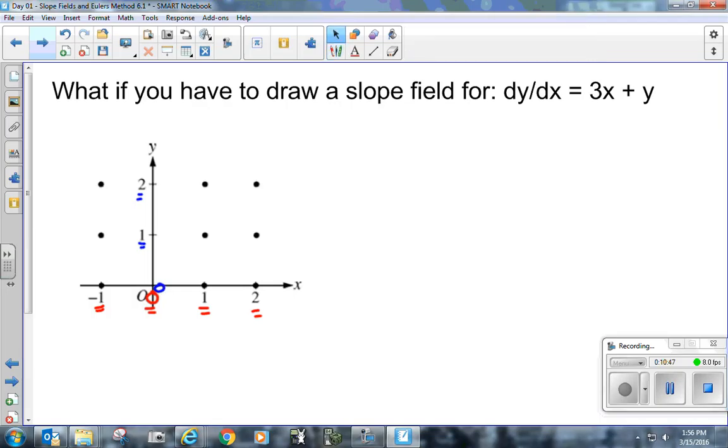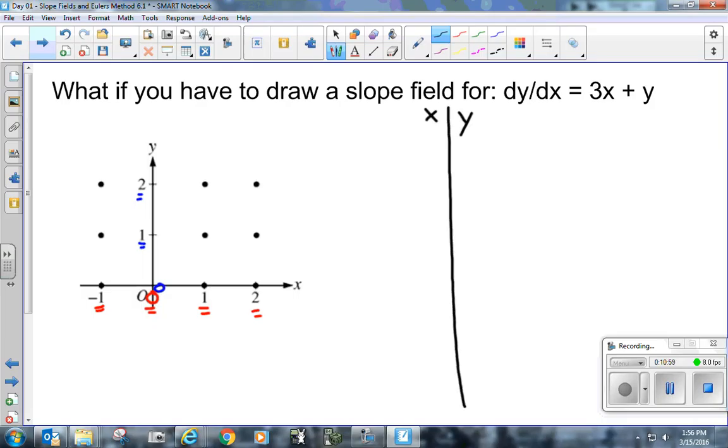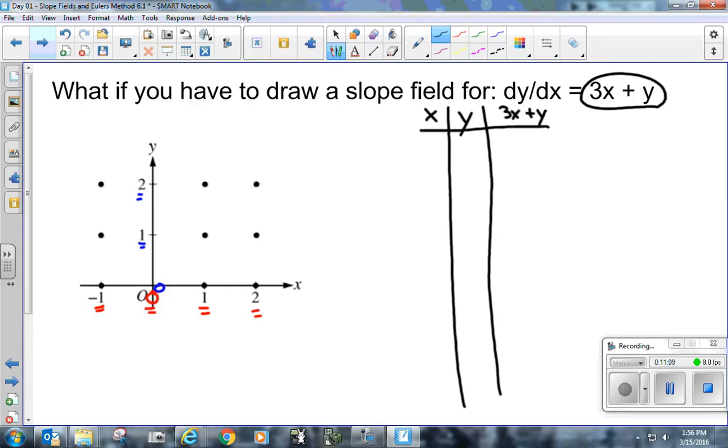So this is how we do it. Ready? Don't everybody sound so excited at once. We have x, we have y, and then we have our slope at that point. That's our slope, isn't it? Our dy/dx. That's 3x plus y. So, should we start with our -1s? And just go this way. So x is -1. There's -1 when y is 0, -1 when y is 1, and -1 when y is 2.